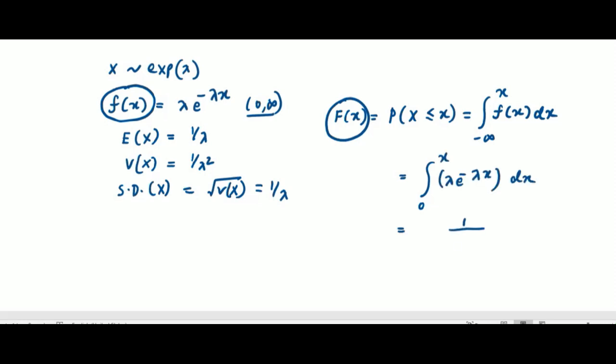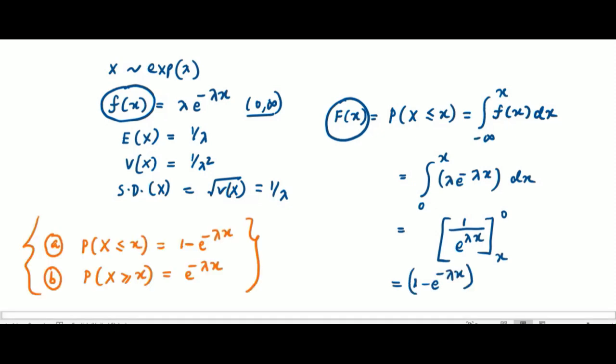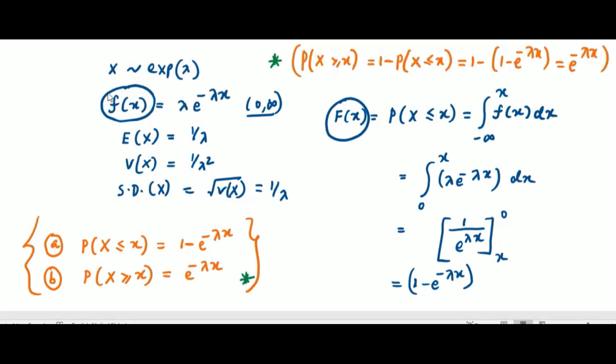So we'll write in the similar way, e power minus lambda x, and then 0 to x. If you put 0, it will be 1, and then you will get this one. Because total probability is 1. If you add probability X less than or equal to x and probability X greater than or equal to x, you will get 1. See, here I've written star. So you will be able to find the probabilities directly. Just put the formula.